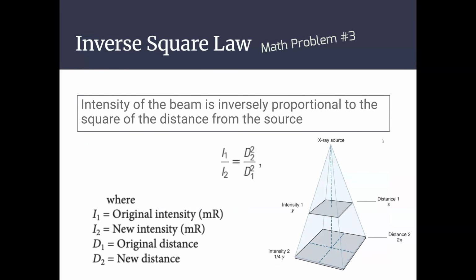Okay, so this is math problem number 3. This is the third formula that we're going to be learning. Inverse square law: the intensity of the beam is inversely proportional to the square of the distance from the source. So again, intensity 1, which is the original intensity, is divided by intensity 2 equals the new distance squared divided by the original distance squared.